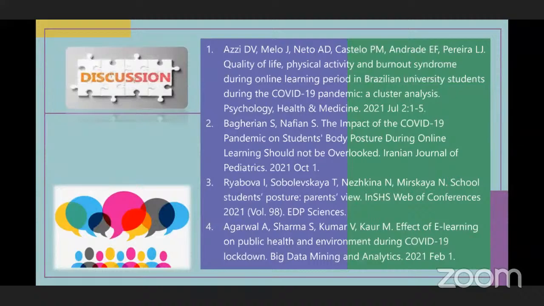In the discussion, according to Castello PM et al., in the study on the impact of the COVID-19 pandemic on students' body posture during online learning, it was advocated that there are musculoskeletal changes which can be seen after 6 weeks of adopting the same posture. In the study by Aprianto et al., it was stated that there are changes in mental health, and it negatively affects quality of life and academic performance in university students. So there are some previous studies which show a negative effect of online lectures when compared to offline lectures.